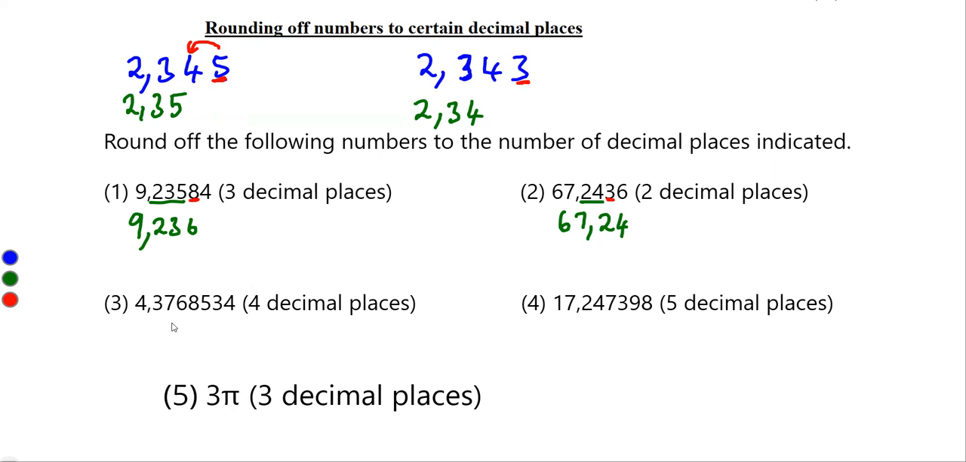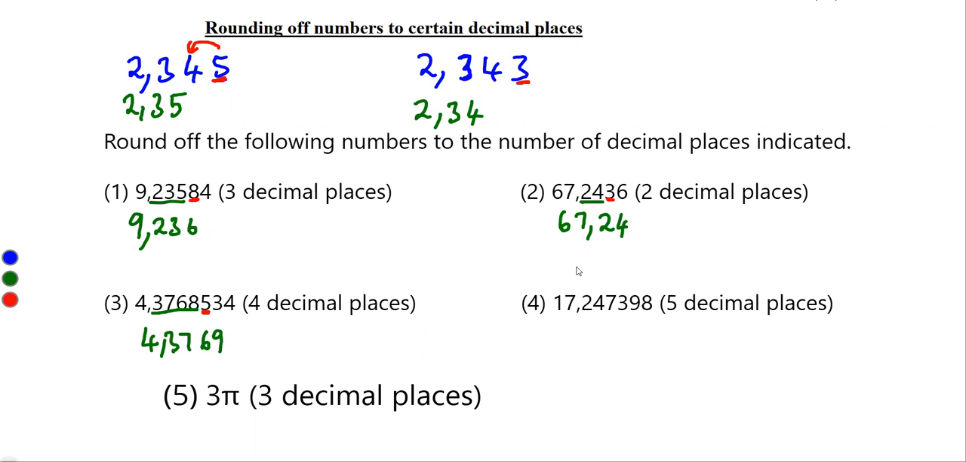What about here? 4 decimal places. How many decimal places are you looking at here? You're looking at 4. So you're counting numbers 1, 2, 3, 4. And which number are you looking at here? You're looking at the 5th number, and the 5th number is 5. Remember, when it's 5 and above, what happens? It adds 1. So it's going to be 4,3769.